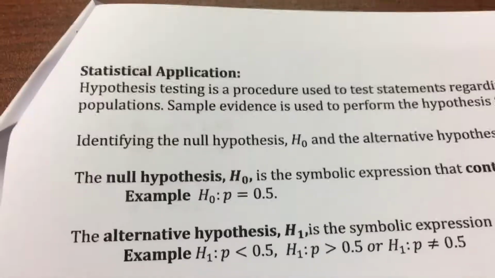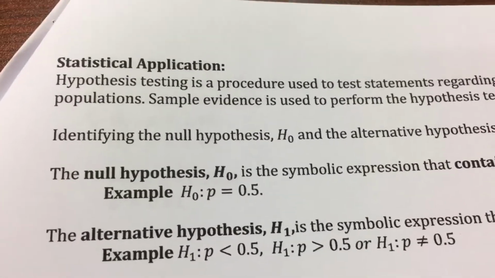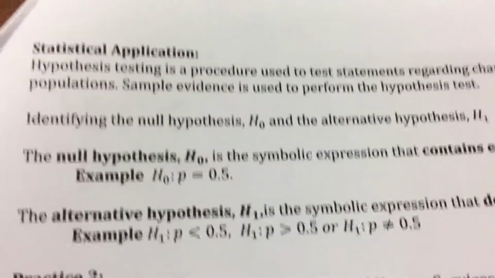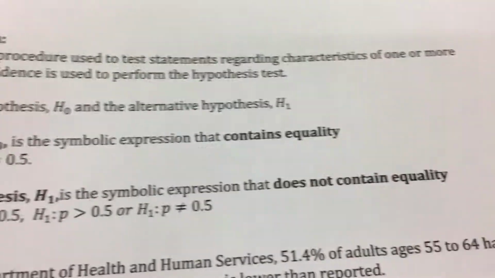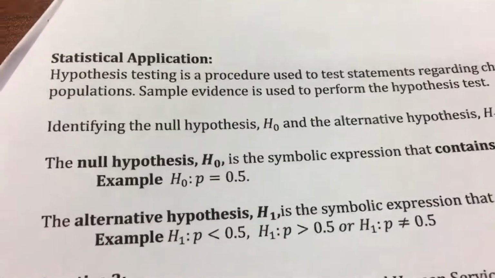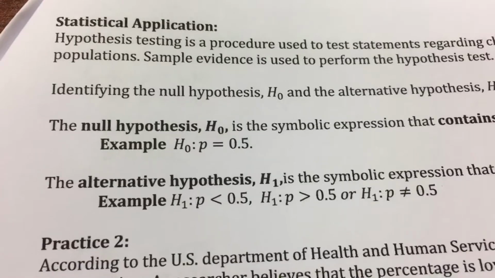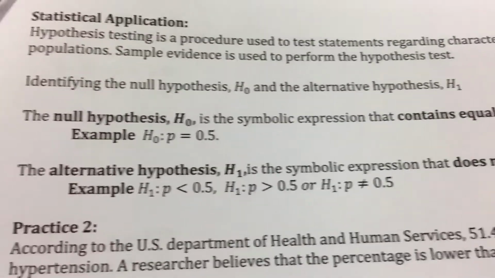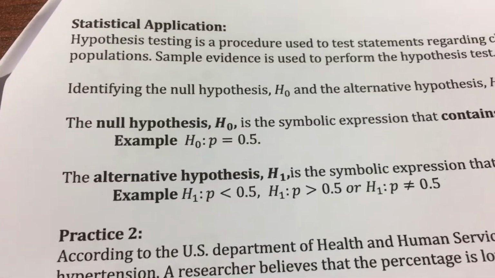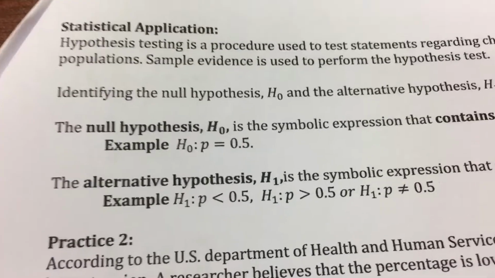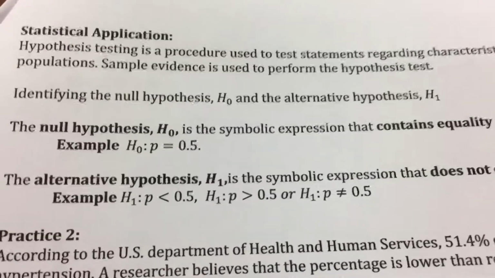So we got a statistical application. Now notice it says on this, hypothesis testing is a procedure used to test statements regarding the characteristics of one or more populations. Sample evidence is used to perform hypothesis testing. And notice it says, we want you to identify the null hypothesis and the alternative.